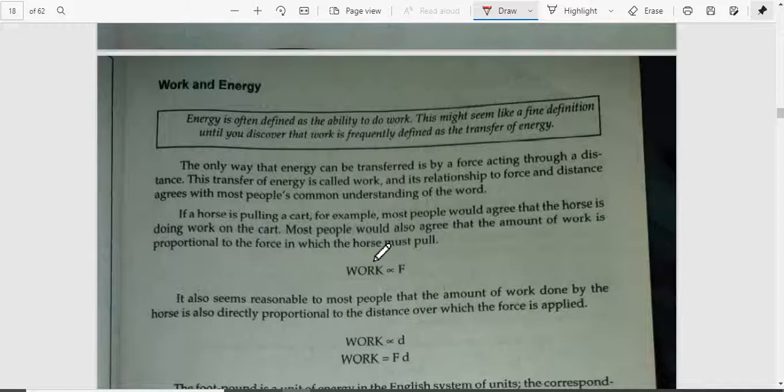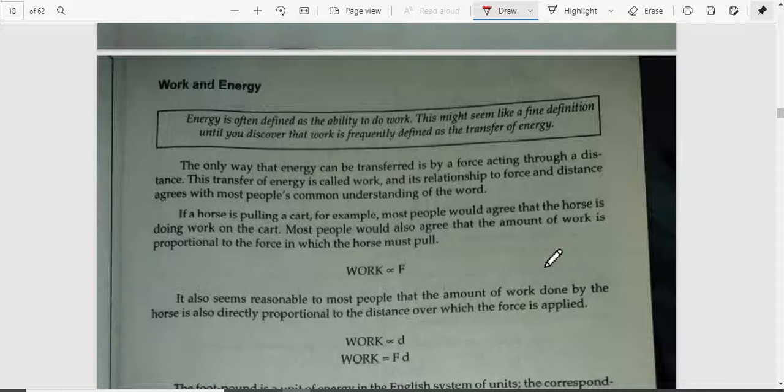So energy is often defined as the ability to do work. This seems like a fine definition until you discover that work is practically defined as the transfer of energy. Since I also teach chemistry, energy is only being transferred, it is not put to waste. The only way that energy can be transferred is by force acting through a distance. This transfer of energy is called work, and its relationship to force and distance agrees with most people's common understanding of the word. If a horse is pulling a cart, for example, most would agree that the horse is doing work on the cart.